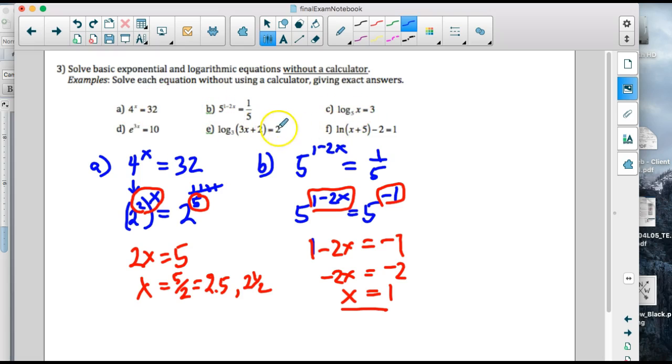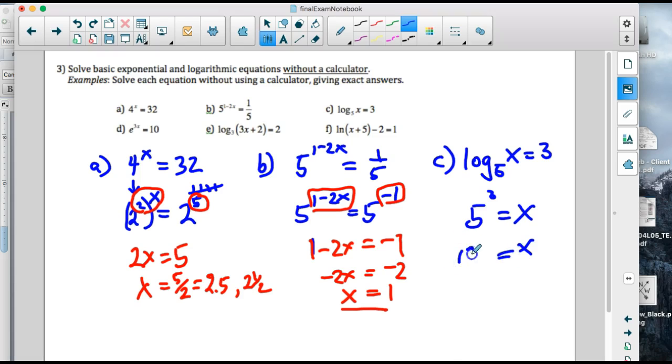Now, if you see a problem on a test where you can't see the bases are the same, if it's a logarithmic problem like one of these down here, what you're going to want to do is convert that to exponential form. So in part C here, we have log base 5 of x equals 3. Well, this is the base, so exponentially that's the base. The logarithm always equals the exponent. So base to the exponent equals this value here. So basically the answer to that is 125, because 5 to the third power is 125.